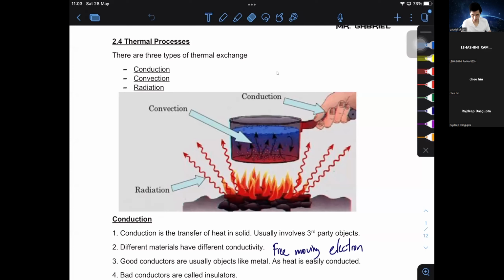Okay, guys, welcome back to another beautiful day. Today we're going to go through the final chapter of thermal physics, guys. The final chapter of thermal physics is basically teaching you the three main processes where heat could be transferred, guys.